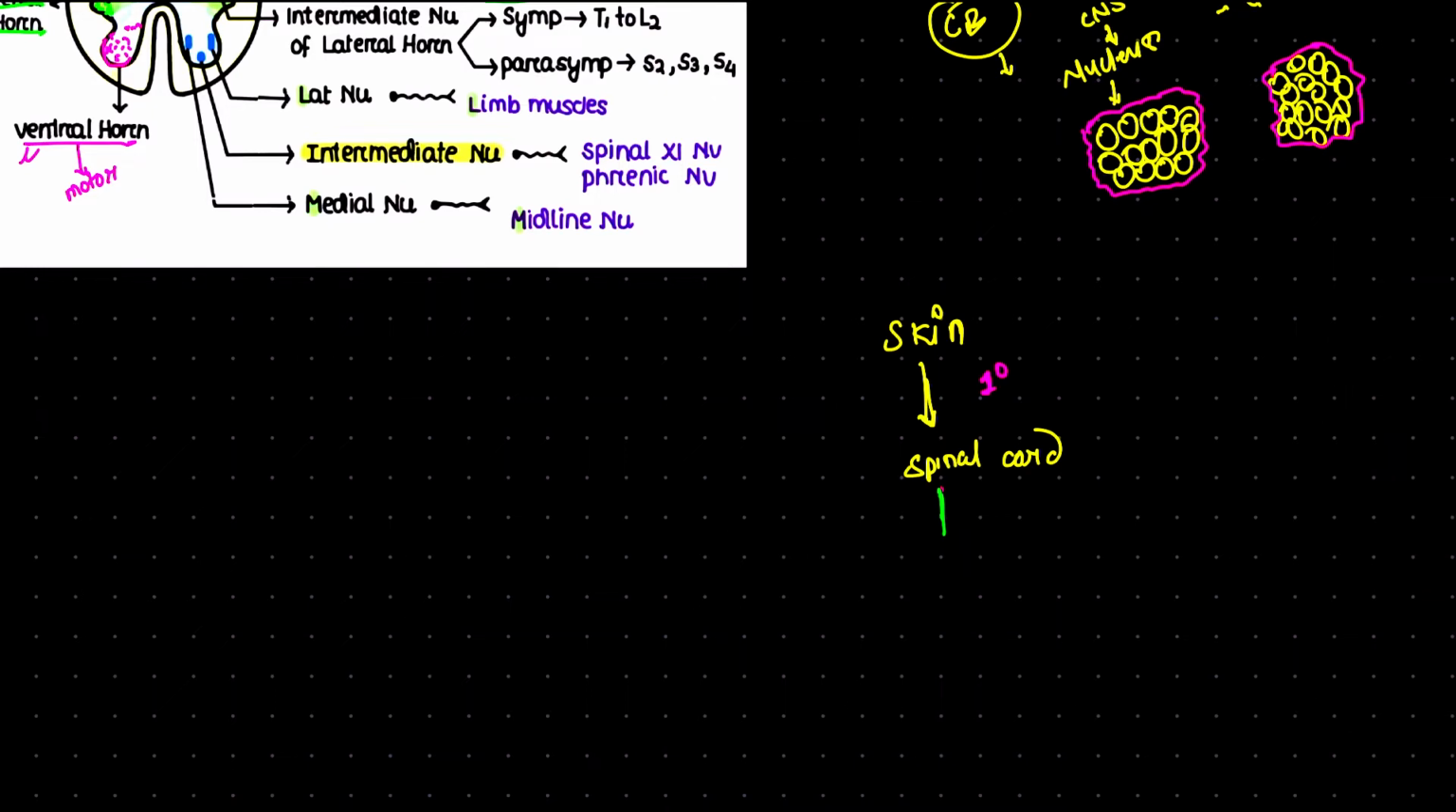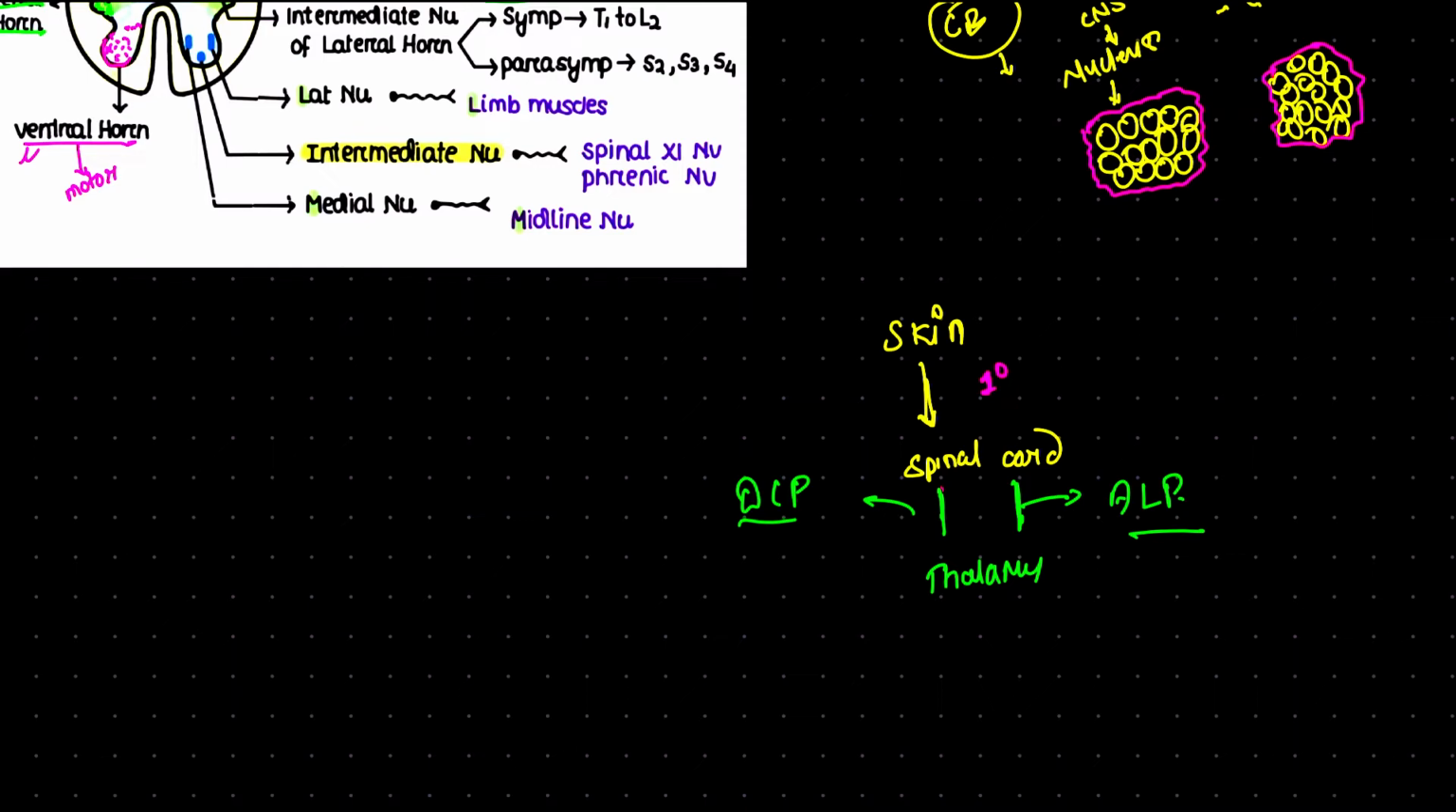When the spinal cord receives the information, it sends it to a higher center like the thalamus. While sending it to the thalamus, it does so by two pathways. One is the dorsal column pathway, and the other is the anterolateral pathway. We'll discuss all these in detail in the ascending pathway, the sensory spinal pathway.